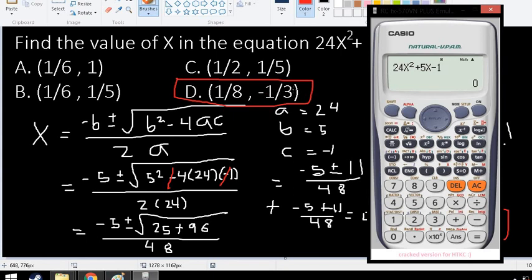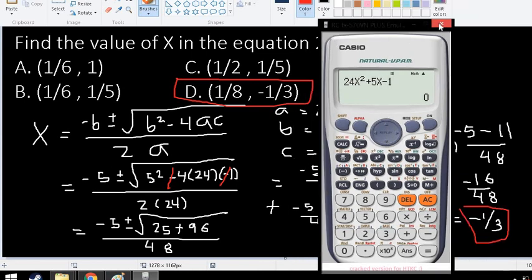And let's try this, negative 1/3. Calc, and the value is 0, so obviously the answer is letter D.